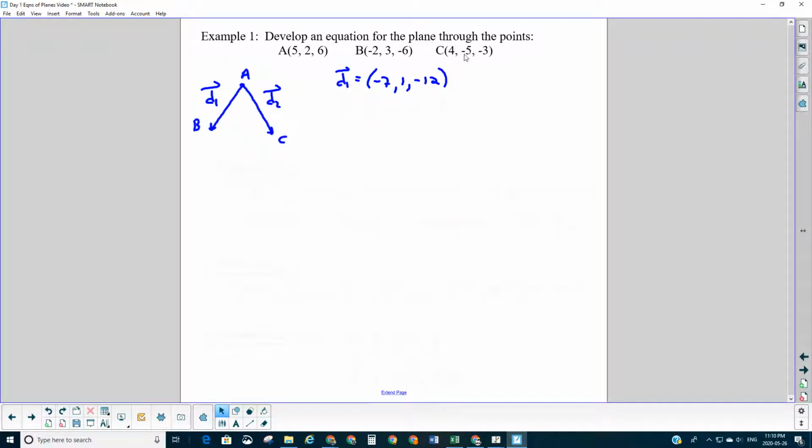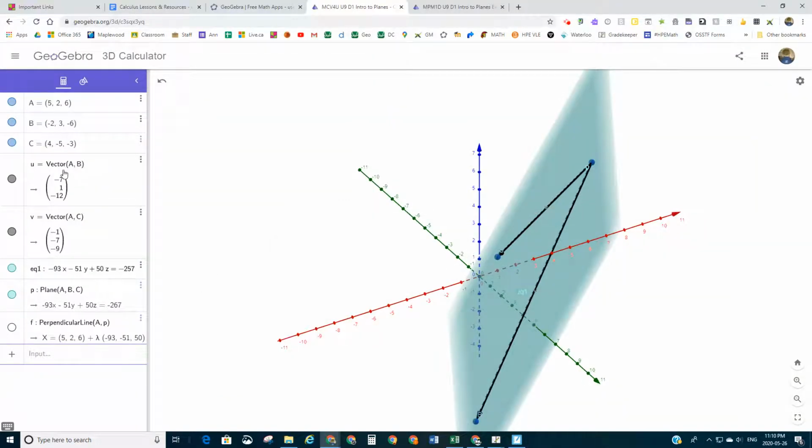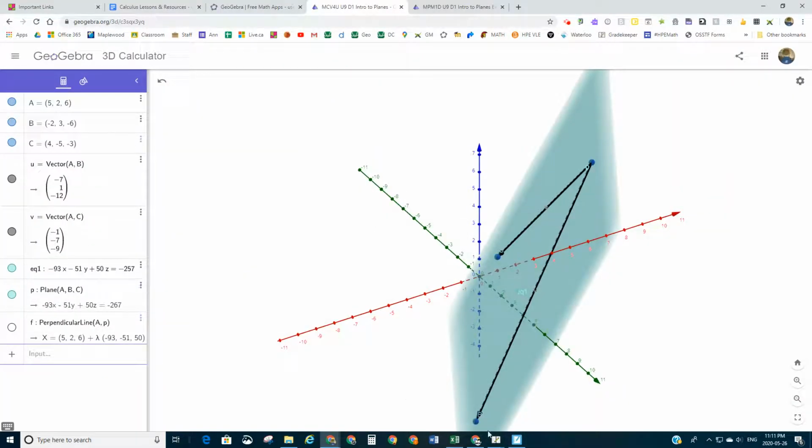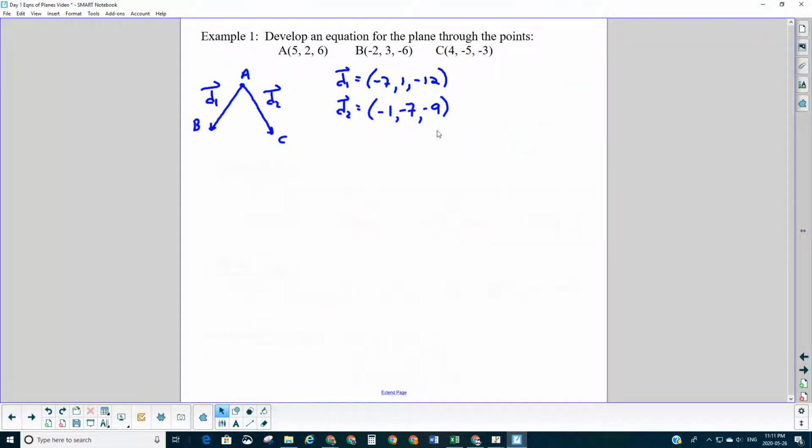D2 is C minus A. So 4 minus 5 is -1, and then -5 minus 2 is -7, and -3 minus 6 is -9. And in fact, you'll notice that those are the exact two vectors that we had there. There's the first one, -7, 1, -12, and the second one, -1, -7, -9, and there they are. So there you've got your two direction vectors, and we've got our points. So we've got everything we need.